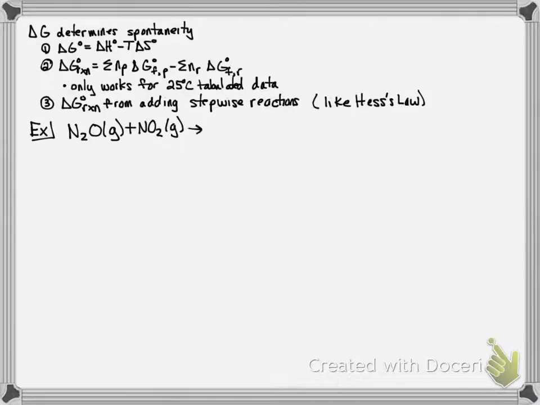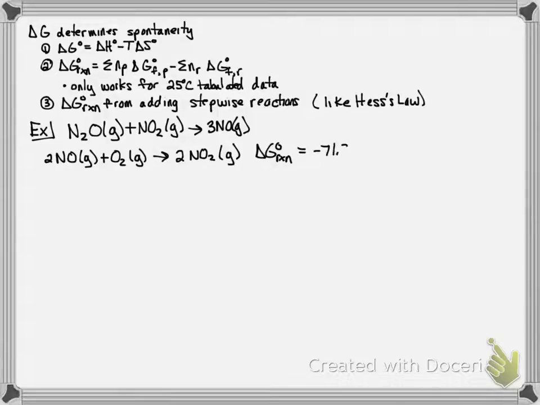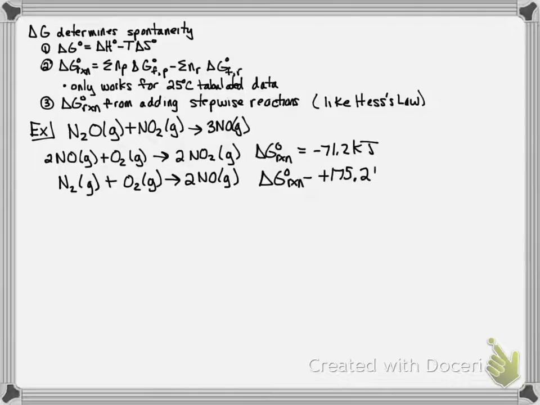So here's an example. We have N2O plus NO2 making 3NO. And that's the reaction that we care about. We don't know the Gibbs free energy. We don't know whether it's spontaneous or non-spontaneous. But we are given these 3 reactions. And they obviously have a lot of nitrogens and oxygens in them. And we're given the Gibbs free energy for each of those, again in kilojoules.